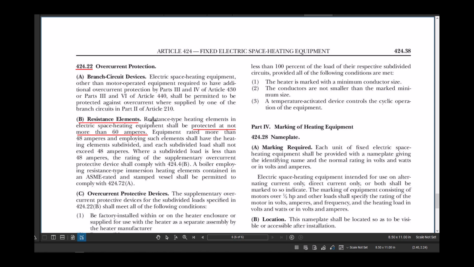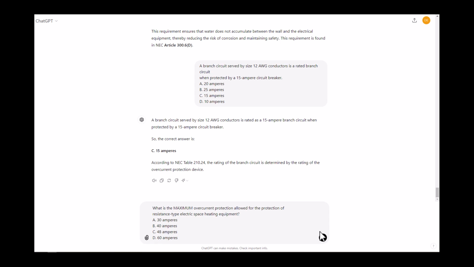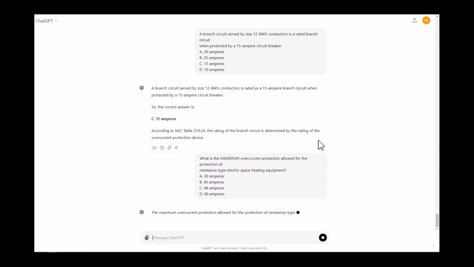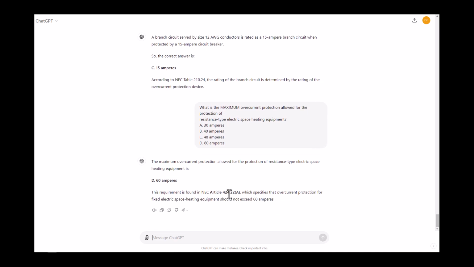When we read, resistance type heating element in electric space heating equipment shall be protected at not more than 60 amp. Then when we go back to the question, not more than 60 amp is the correct answer, D. Then let's go to ChatGPT. I put the question here. D, 60 amp, which is article 424.22(A), which is the correct answer. See you guys in the next question.